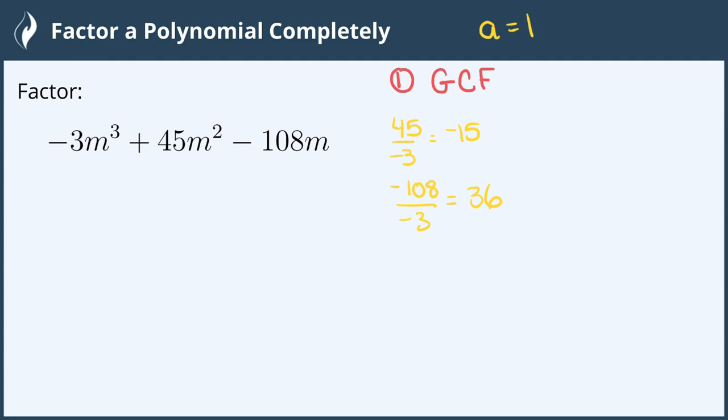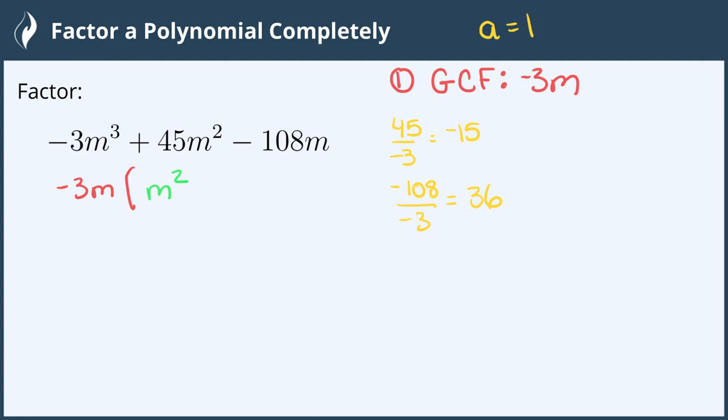That means all of these are divisible by negative 3, and it looks like each of them have an m in common, so the greatest common factor here is negative 3m. Let's go ahead and divide it out of each term and see what we're left with. Negative 3m, and we're left with positive 1m squared, and I'm not going to put the 1 there because 1 times m squared keeps its value.